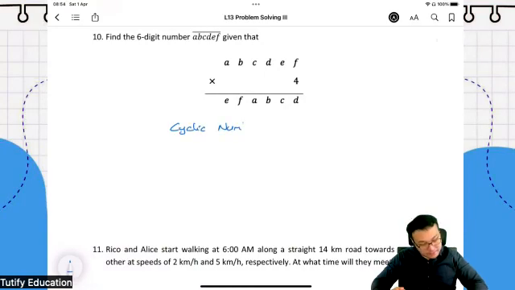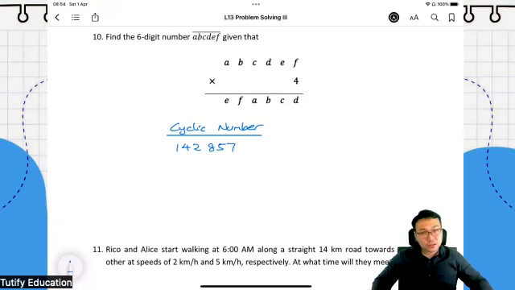Students, if you don't know, let me introduce you to the cyclic number. What is a cyclic number, students? This one you must memorize. If you memorize it, then it's so much faster. Everybody, I want you to memorize this number. Are you ready? 142,857.